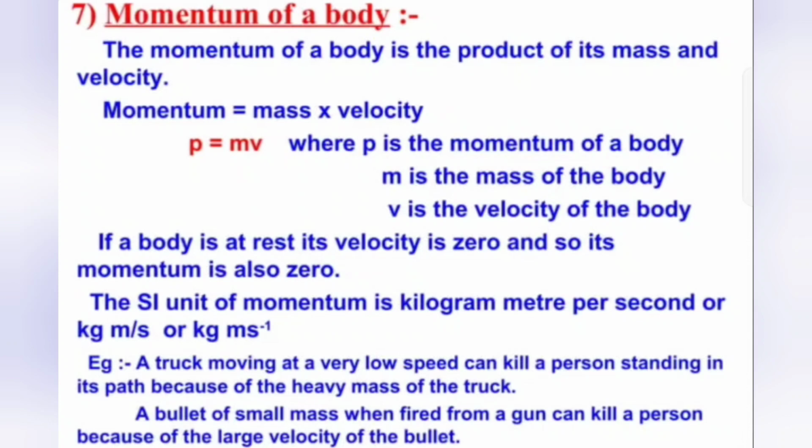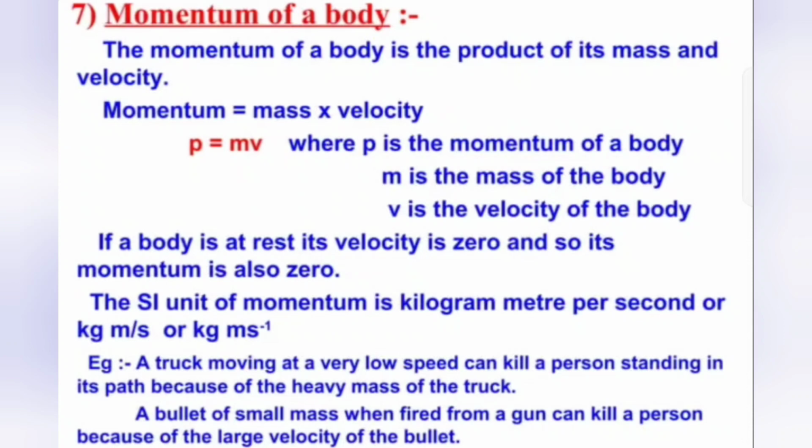Momentum we denote by P, so P is momentum, m is mass, and v is velocity. If a body is at rest, its velocity is 0, so momentum will be 0. Think, if mass is 0 or velocity is 0, momentum will be 0, right? The SI unit of momentum is kg meter per second.